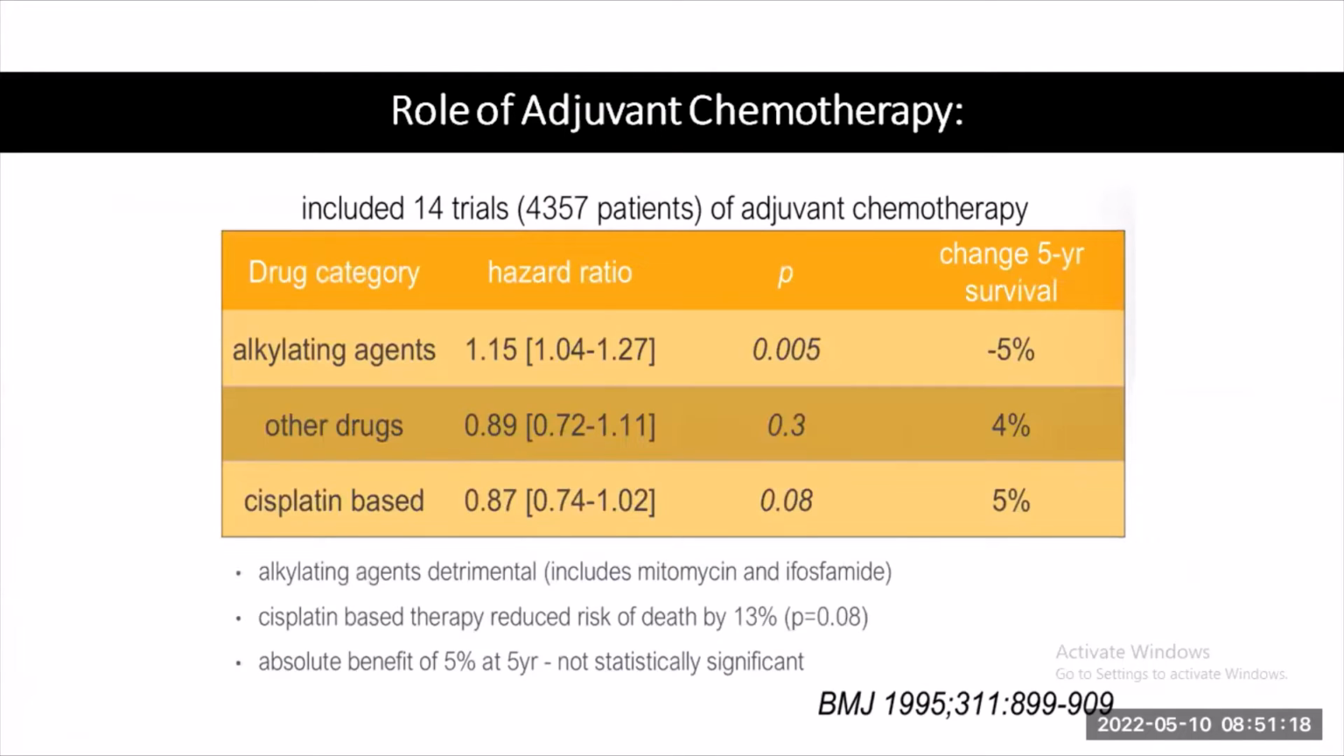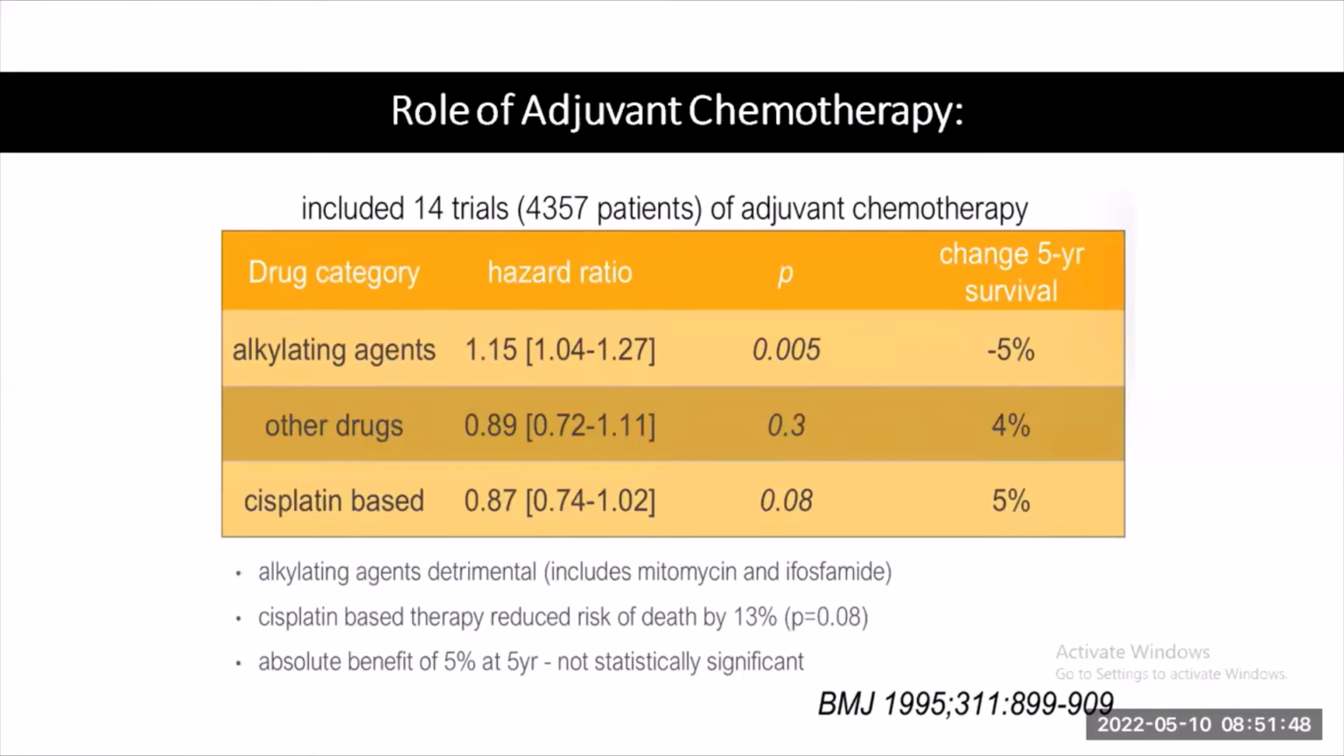Now, what is the role of adjuvant chemotherapy? Before 1995, multiple drugs had been tried as an adjuvant treatment for lung cancer, like alkylating agents, cisplatin, and other drugs also. Then in 1995, there was a meta-analysis of 14 trials, which showed that the use of alkylating agents as adjuvant chemotherapy is actually detrimental for early stage lung cancer management.